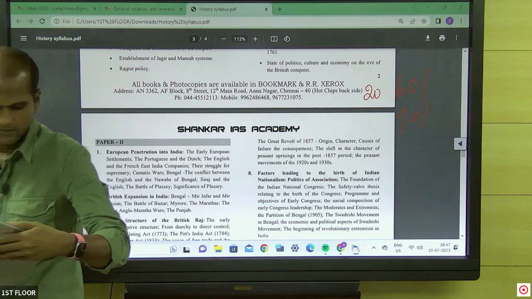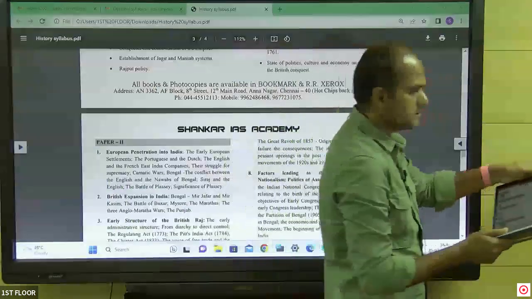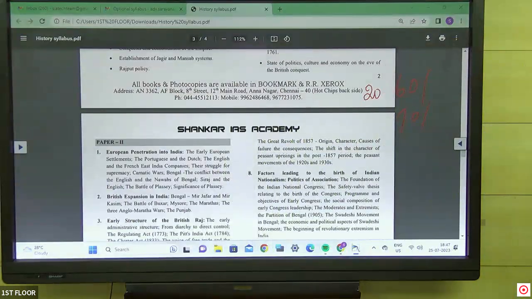Sir, how will CSAT be scheduled? Scheduler, rescheduler, I don't know of this. Norman Lowe, 5th edition, latest edition. Always, Prashant, always purchase the latest edition. So how will CSAT be scheduled or rescheduled?